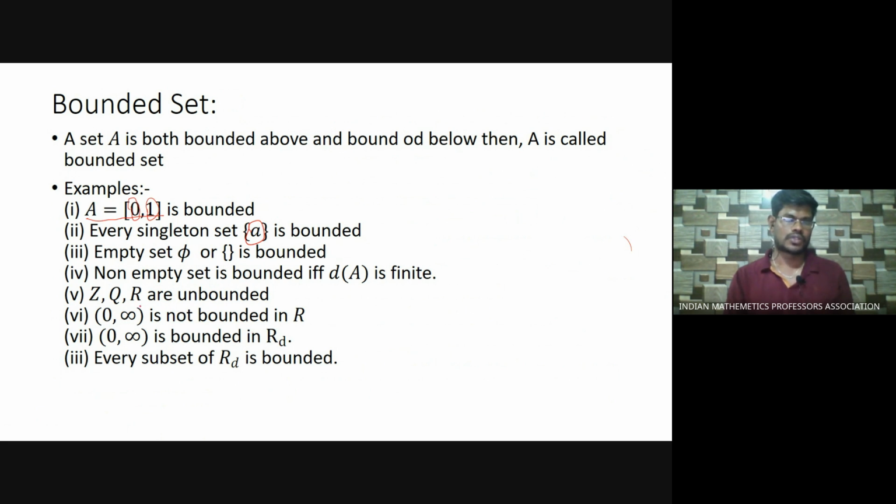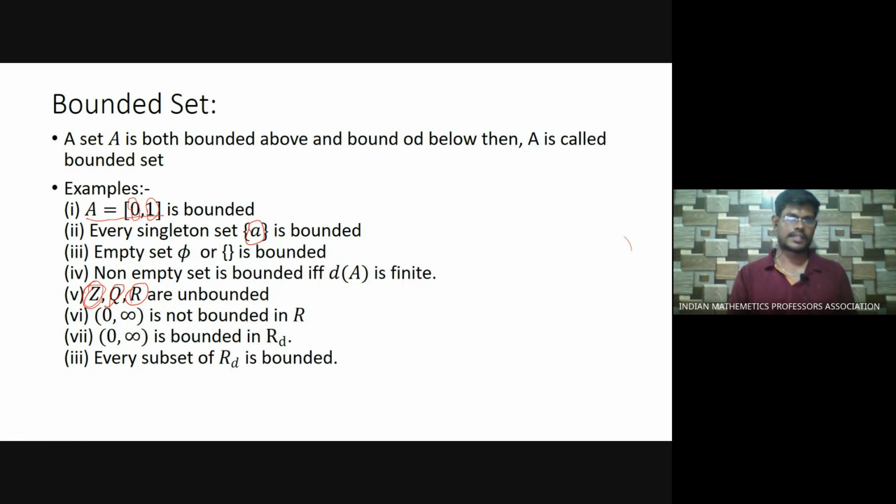Then we have already seen that integers, rational numbers and real numbers are unbounded. For the integers we don't know the least minimum element and maximum element, so we can't find bounded below or bounded above. That's why this is unbounded. The same concept applies to rational numbers as well as real numbers.